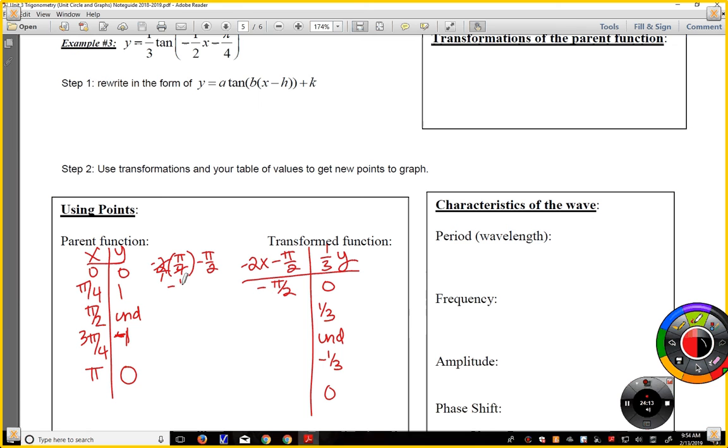So we'll get negative pi over 2 minus pi over 2. Okay. So they have a common denominator already of 2. So it's like negative 1 pi plus another negative 1 pi. So we're going to get negative 2 pi over 2, which reduces to be negative pi.